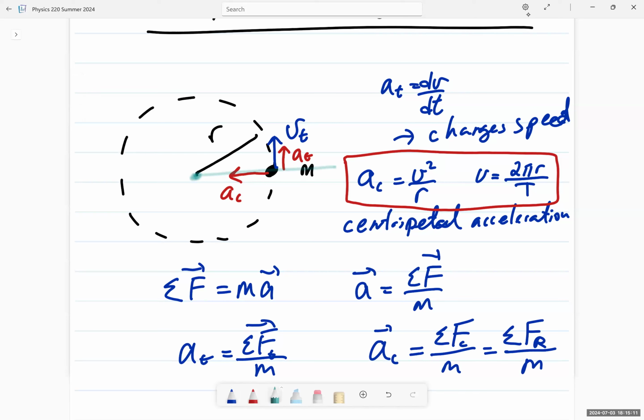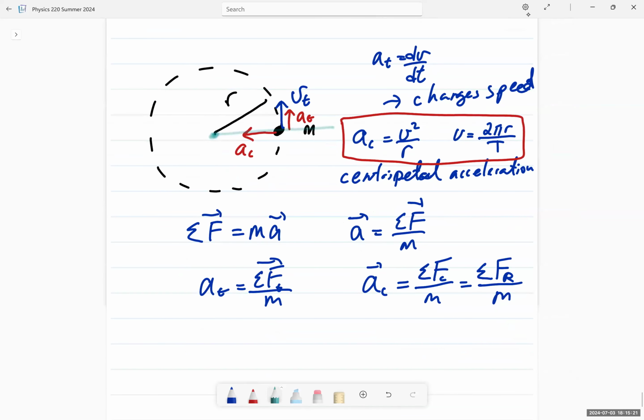A centripetal force can be pointing toward the center, in which case it's positive, or it can point away from the center, in which case it's negative. That means centripetal force is not a specific type of force. For example, tension can be a centripetal force. Gravity can be a centripetal force. A push can be a centripetal force. It's just a category of the type of forces.